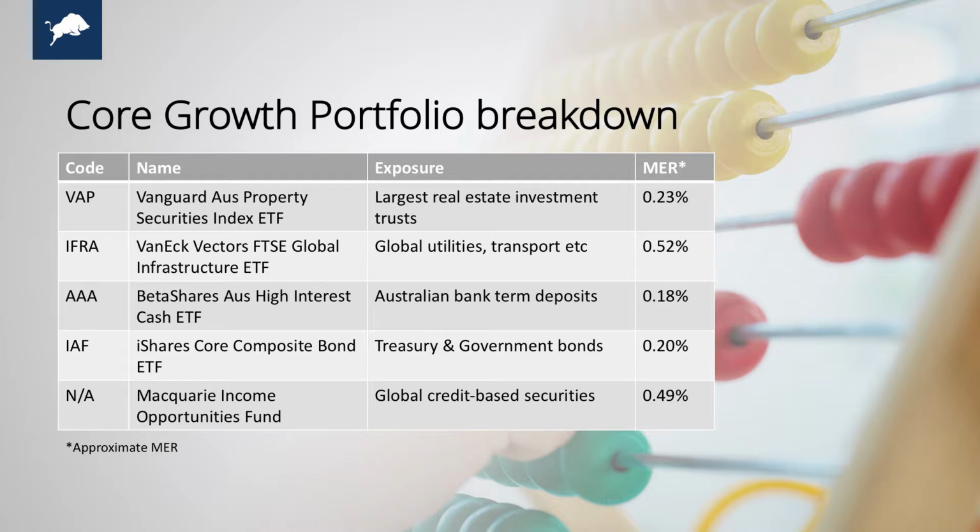Then, for a little bit of diversification in the global credit-based securities side of things, for our fixed interest, we are using currently the Macquarie Income Opportunities Fund. But because that's actively managed, it's weighing in at a management expense ratio of 0.49%.